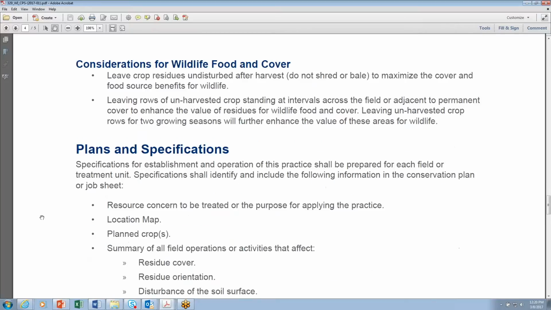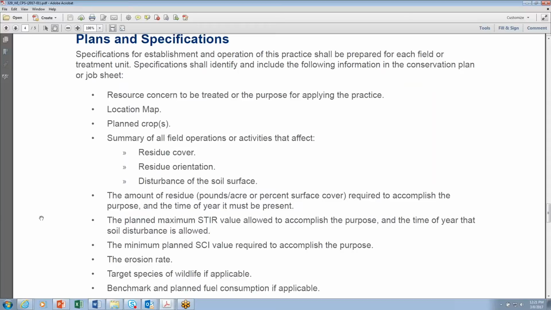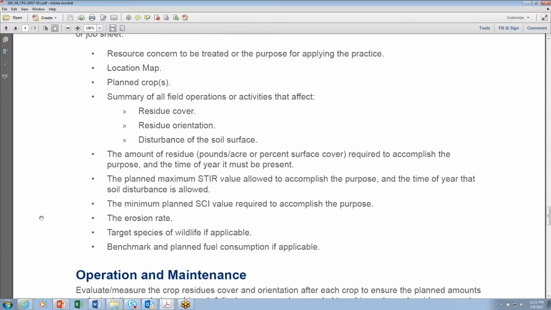And then we go to the plans and specs, and with every practice standard, that's the bottom line in what it is that we need to document in order to say that this practice standard was truly applied. So in the plans and specs, we have what is the crop, where is this crop, which fields. We're looking at residue cover, residue orientation, and overall, what's the disturbance of that soil surface.